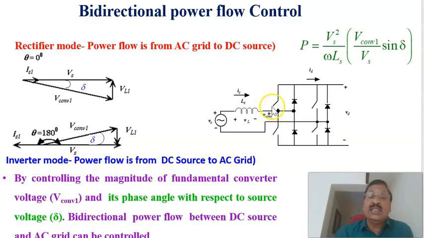Basically, we are controlling the fundamental component of converter 1, both magnitude and phase angle with respect to the source voltage. If this is lagging the source voltage by an angle delta, then it is working in rectifier mode of operation. In this case, we can see that V converter is leading VS by an angle delta, and this is VL1. Here it is working as an inverter, or the power flow is in the reverse direction. That is, P will become negative since delta is negative, and the power is flowing from the DC side into the AC grid. Then the converter is working as an inverter. Therefore, that is the way the power flow can be controlled between the AC grid and the DC source.